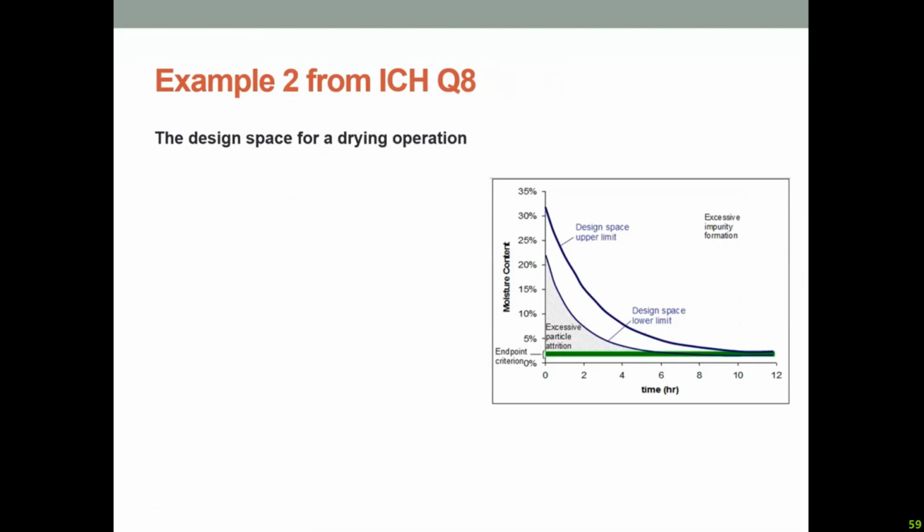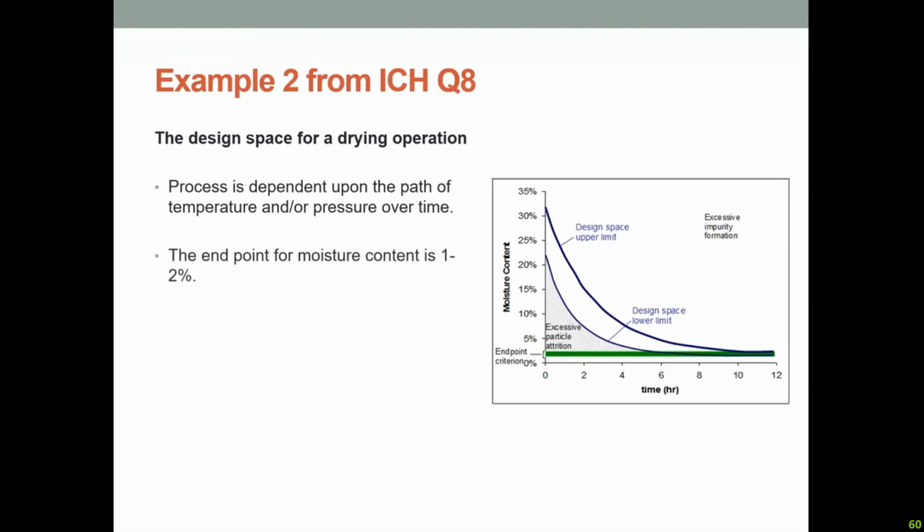This is a second example. So this is again from the ICH. So it's a design space for a drying operation. So the process is dependent on the path of temperature and our pressure over time. The endpoint for the moisture content is 1 to 2%. So you'll see our endpoint is here in the green line. Our time is plotted along this, and our moisture content is plotted along this line.